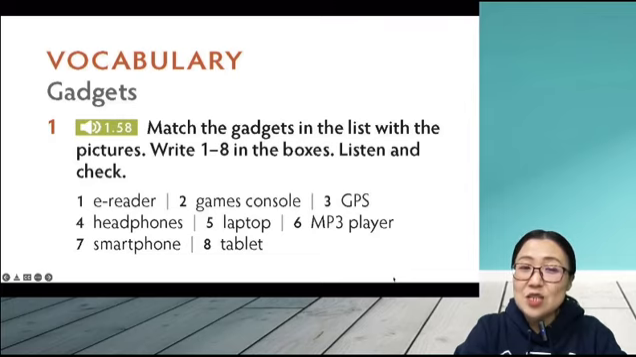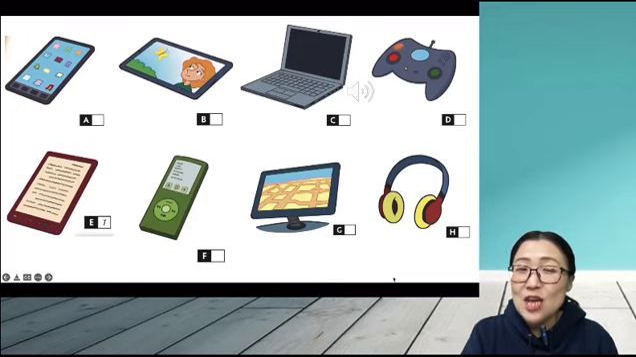Number 7, smartphone. So what is a smartphone? Let me give you an example. iPhone is a kind of smartphone. Tablet, iPad is a kind of tablet. Do you know what is tablet? Okay, so now let's take a look at the pictures and we can put the correct words under each picture.